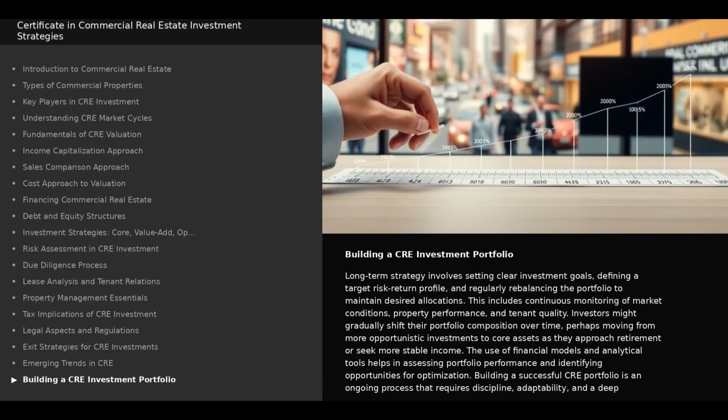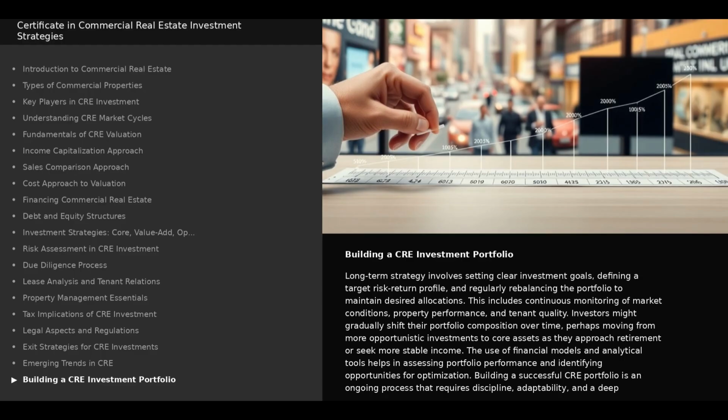Long-term strategy involves setting clear investment goals, defining a target risk-return profile, and regularly rebalancing the portfolio to maintain desired allocations. This includes continuous monitoring of market conditions, property performance, and tenant quality. Investors might gradually shift their portfolio composition over time, perhaps moving from more opportunistic investments to core assets as they approach retirement or seek more stable income.